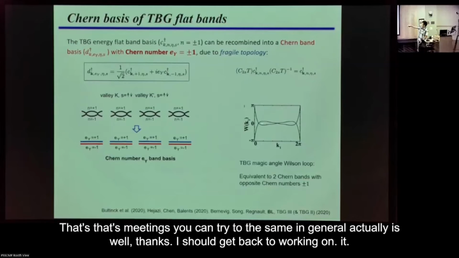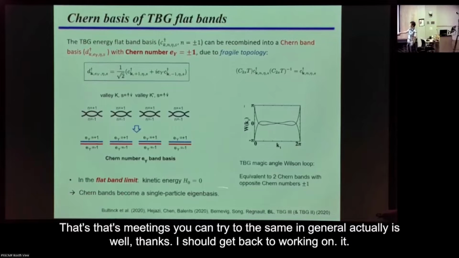So basically, one of the eigenvalues of the Wilson loop goes from minus pi to plus pi, which is similar to a Chern number plus 1 band, and the other eigenvalue goes like this, which is like a Chern number minus 1 band. So this indicates you can always decompose the basis into Chern number plus 1 and minus 1. Okay, and these Chern bases are not eigenstates, of course, as we know. The energy eigenstates are the C orbitals here.